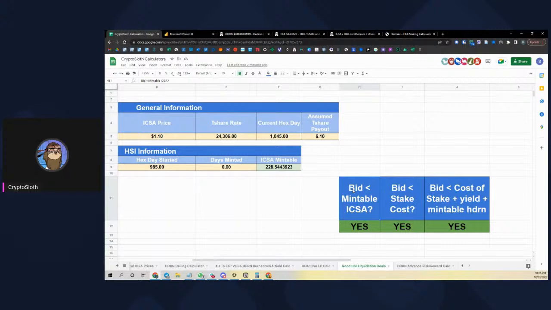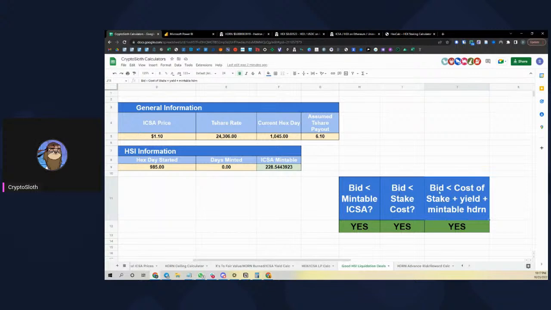The second one it calculates is, is the bid less than the cost of the stake? If the icosa price is at the ceiling price, then these two will be the exact same. But if people start dumping icosa because they're taking advantage of this first deal, then this would be a separate potential ceiling price, or a potential price to arbitrage, because you can get the HSI cheaper than buying hex off the market and staking it 5555.